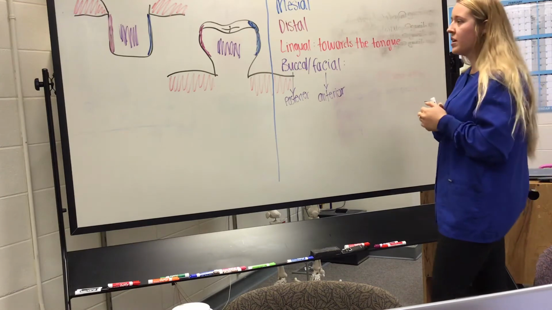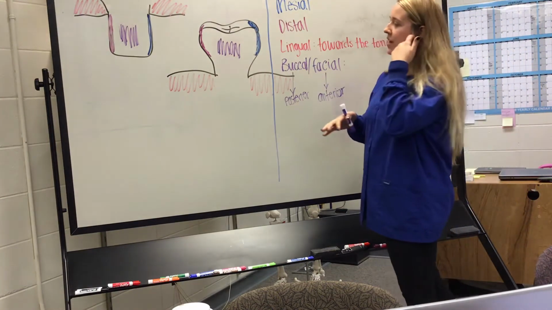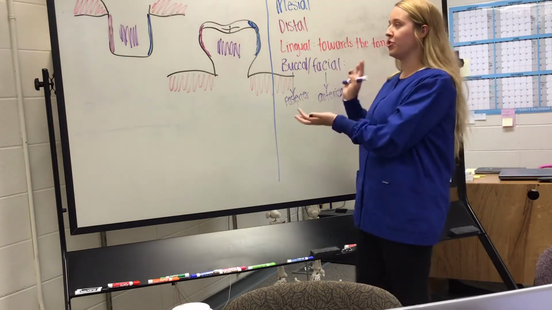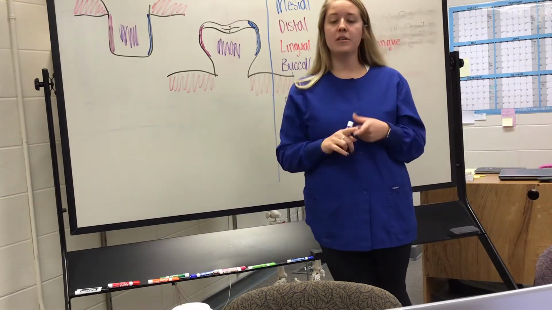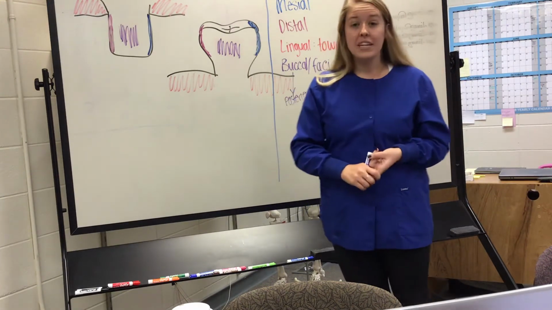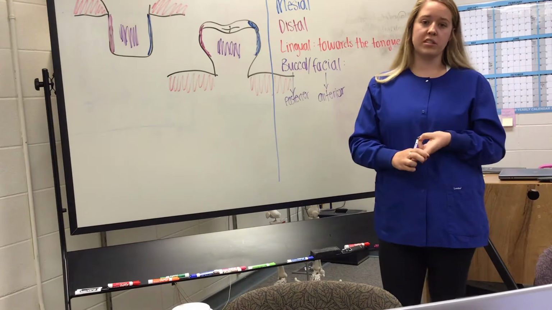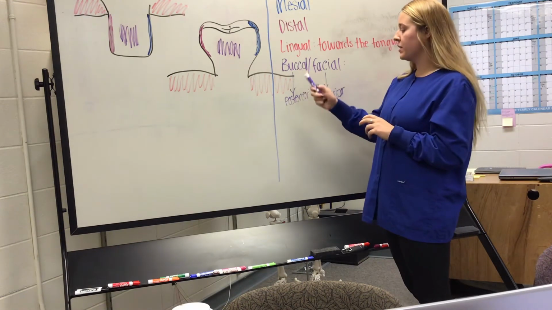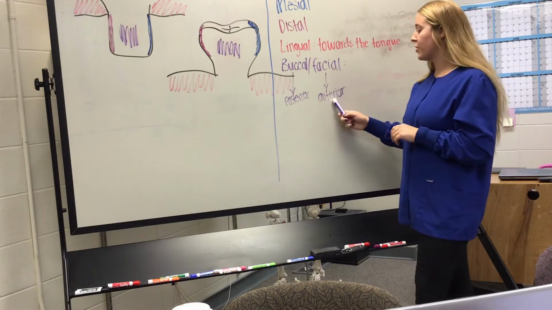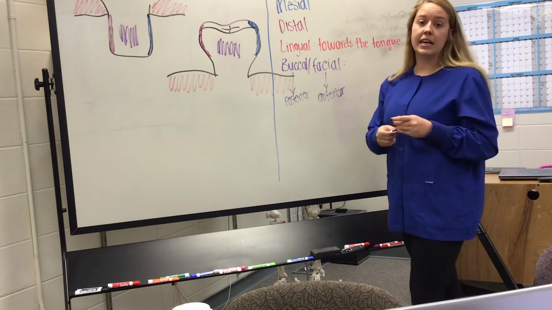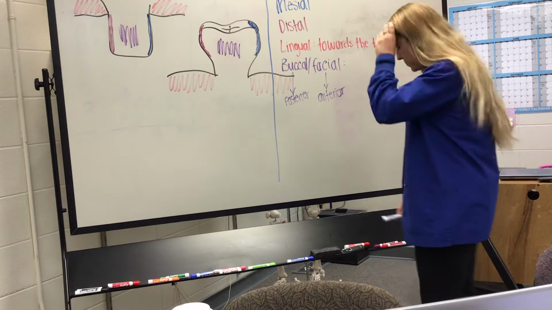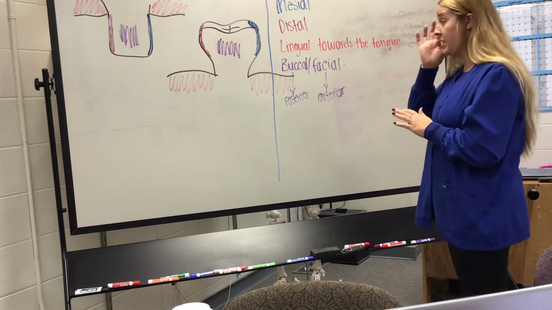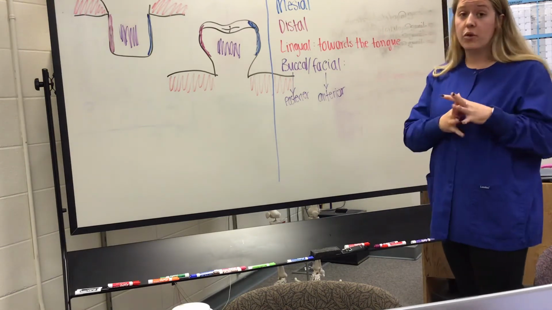So just really don't get too confused on which is which right now with the two-dimensional drawings. When you have a typodont or when you're with a patient and you're in their mouth, you really will be able to tell the difference. Just know the buccal is only for posterior and facial is only for anterior, whereas lingual is for both anterior and posterior.